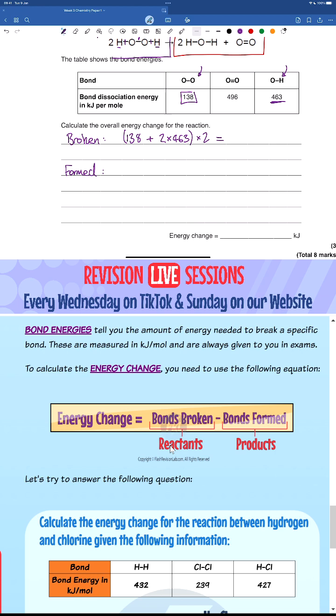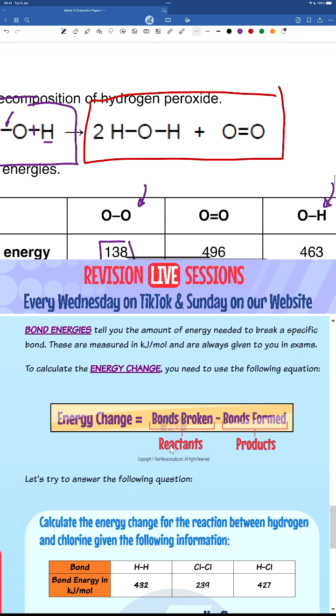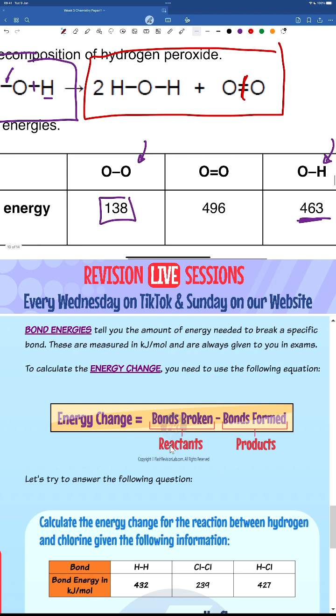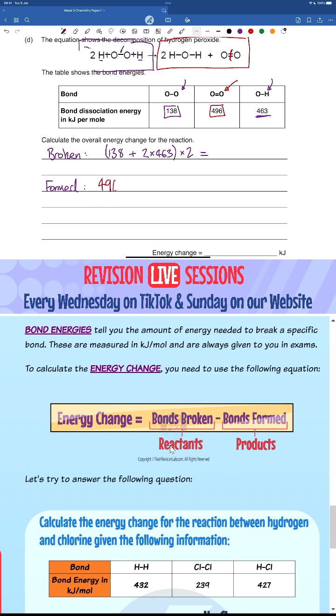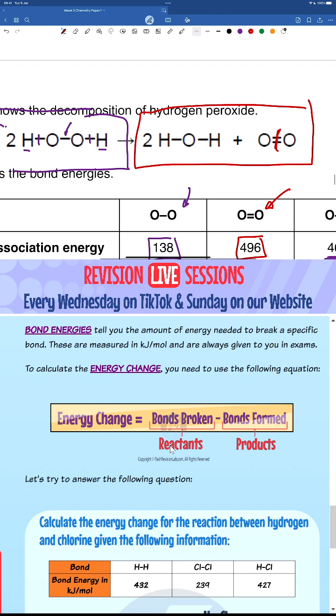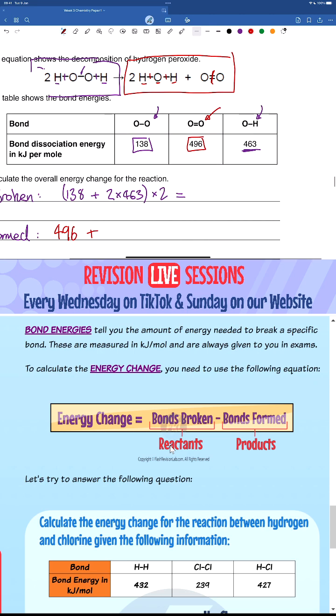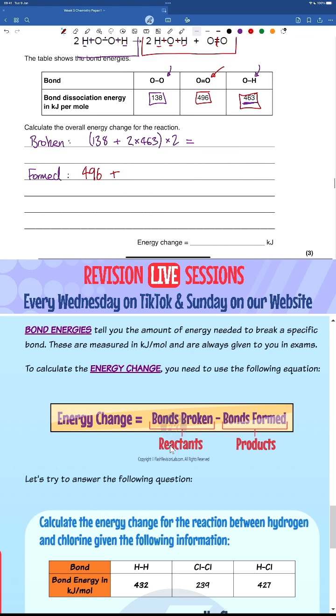So for the bonds formed, let's count this all up. Let's start with the easiest one, the O double bond. This one's the easiest one to do. So you can see here in the table, that's 496. 496 plus, now let's look at this water molecule. It's got 2 OH bonds. They're both OHs, OH and OH. So we'll do 2 times OH. OH is this, remember, 463. So 2 times 463.